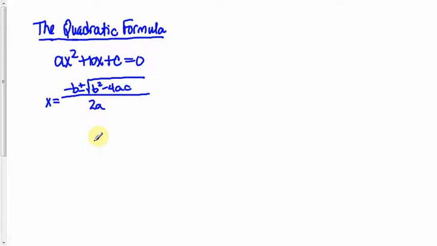We're going to start with this example. 2m squared plus 3m minus 7 equals 0. We've been asked to solve for m. Okay? We're going to use the quadratic formula.